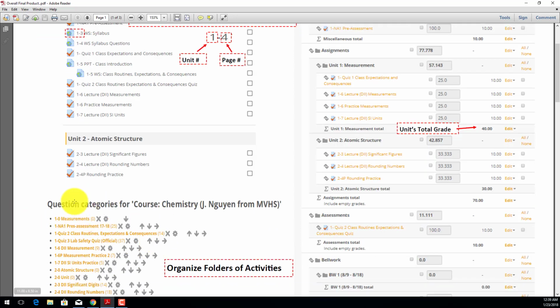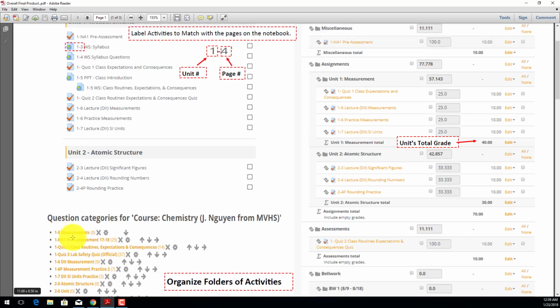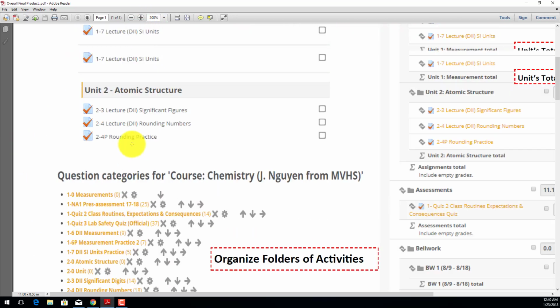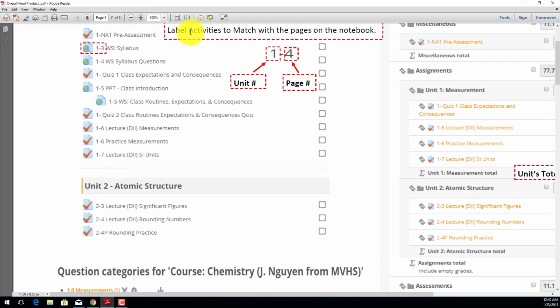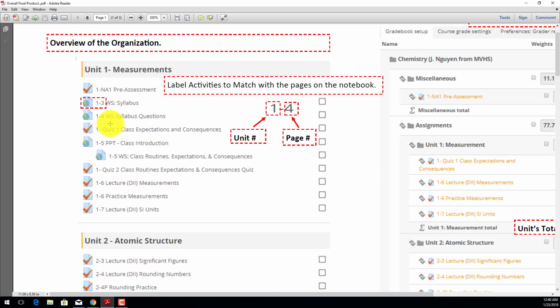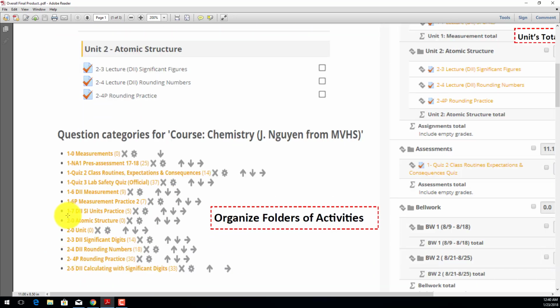Notice how I have 1-0 for Unit 1, and I label that measurement. Why am I doing 1-0? Because I know I want to create a title. That's more like a title, which is why it doesn't have any question to it. But if we look at 1-A of the pre-assessment right here, guess what happened? I also labeled 1-A as well. That way, if I'm using the same course next year, I know exactly where to find the information, or if I'm sharing with another colleague, I know exactly what information I'm going to provide to them.